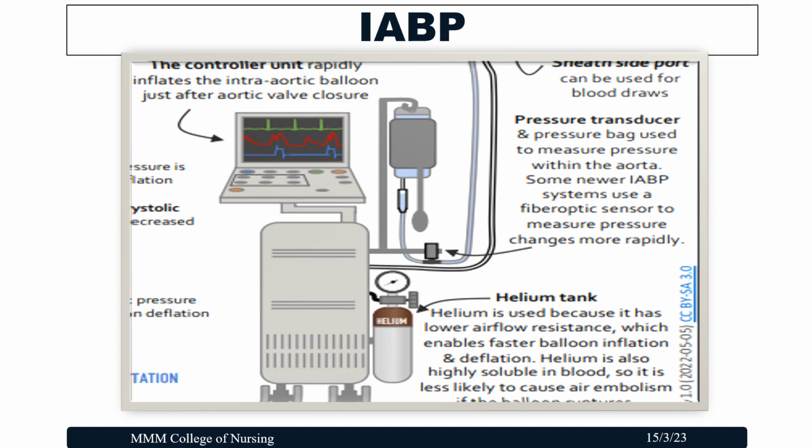At the bottom of this machine, we can see the helium tank. Helium is used because it has lower airflow resistance, which enables faster balloon inflation and deflation. Helium is also highly soluble in blood, so it is less likely to cause an air embolism.